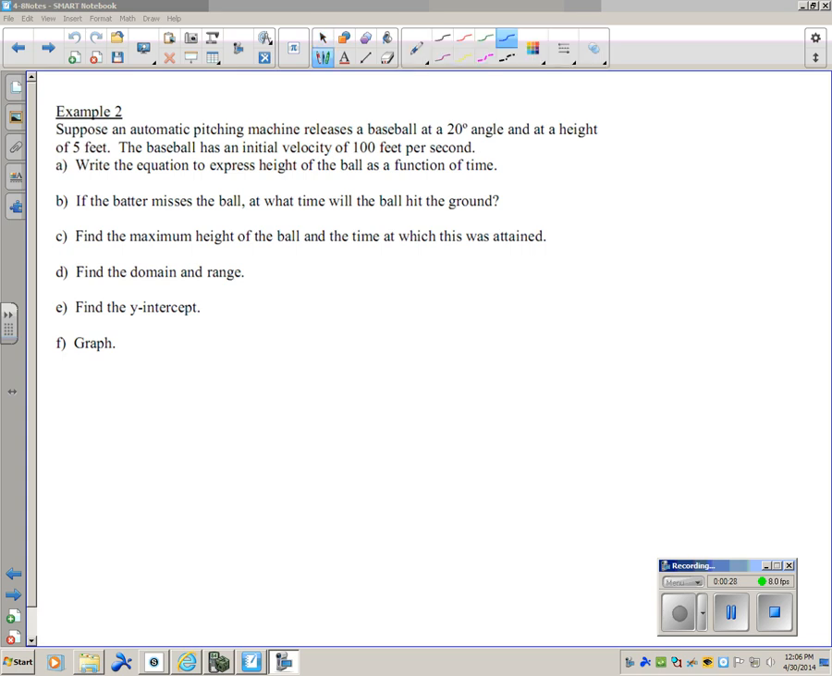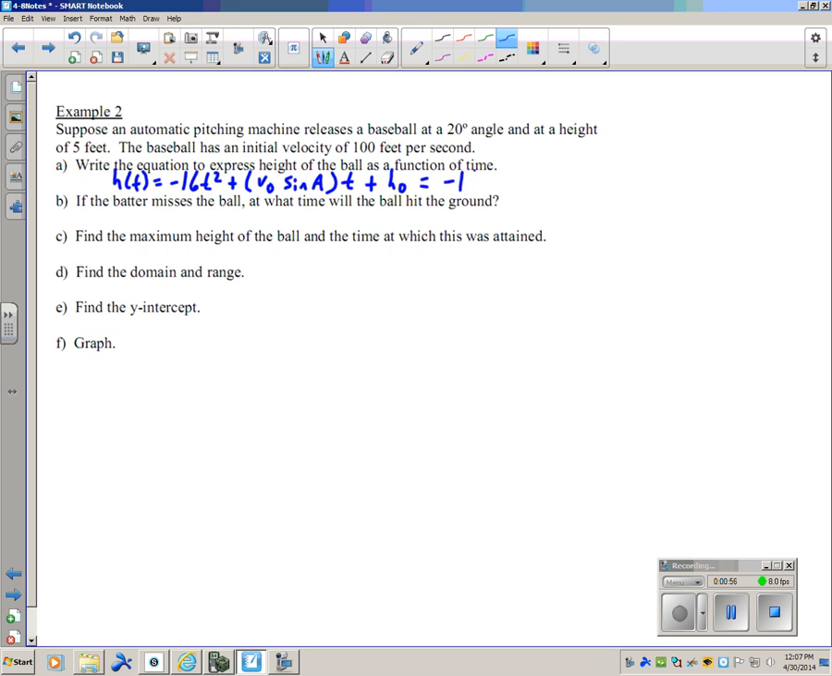So going back to the equation that we've been using, h of t is equal to negative 16 t squared plus the initial velocity, so v sub 0, times the sine of the angle, times t, plus the initial height. So now let's just substitute all our values in there.